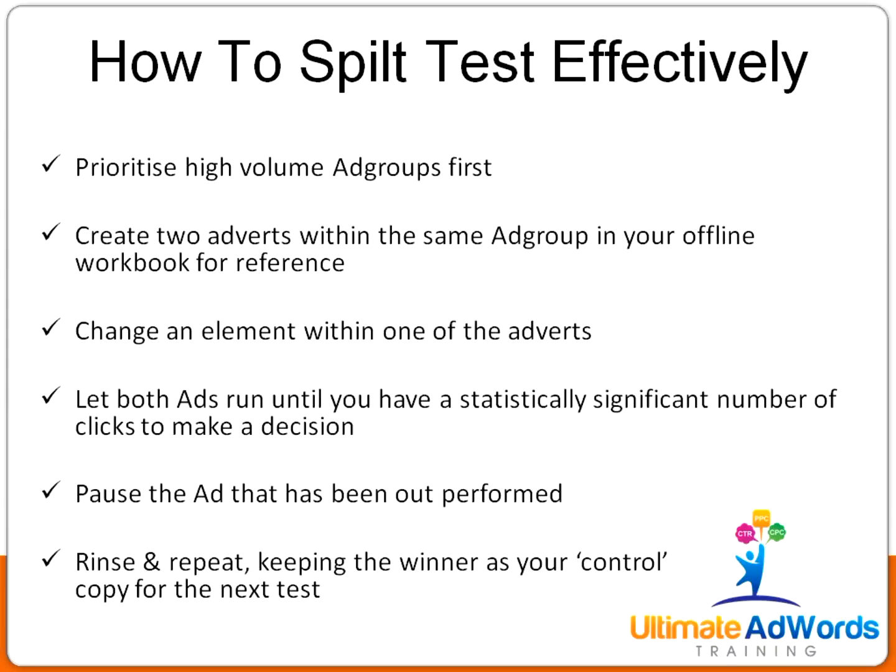Change an element within one of the adverts, then let both ads run until you have a statistically significant number of clicks to make a decision. You want to then pause the ad that has been outperformed and keep rinsing and repeating until you find the winner, which will be your control copy for the next test, i.e. the one that you're trying to better.